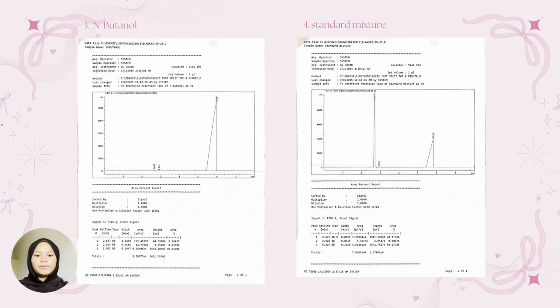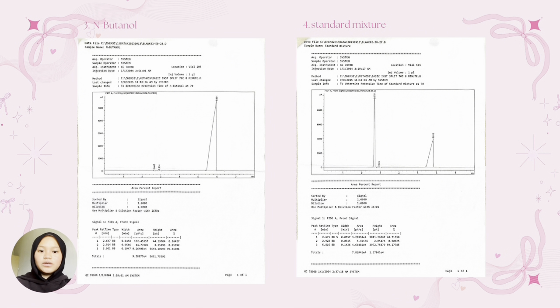Now, let's look at the pure n-butanol standard. The major peak appeared at 5.961 minutes with an area percentage of 99.82%. This retention time is almost identical to the unknown sample, which has a retention time of 5.963 minutes. The difference is only 0.002 minutes, so we can confidently identify the unknown sample as n-butanol.